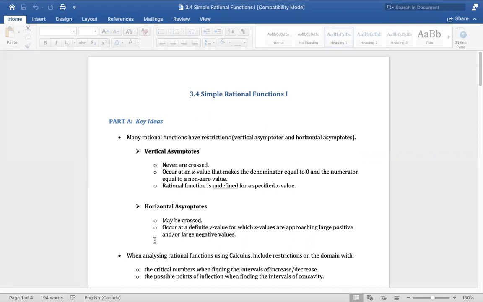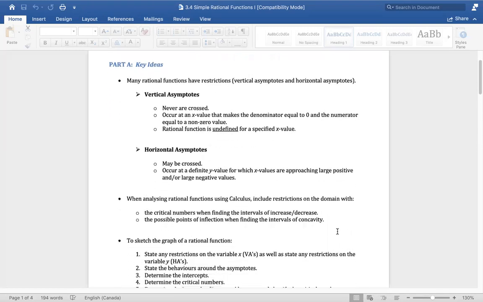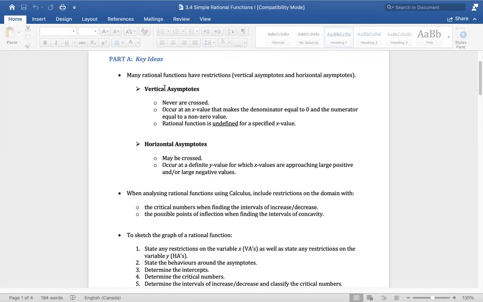So we'll go over a recap of everything before we go over an example. It'll be similar to 3.5. We're just adding a few steps at the beginning of the question before we graph. Many rational functions have restrictions. For example, those restrictions would be vertical asymptotes and horizontal asymptotes.